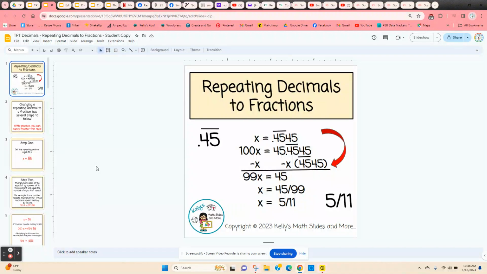Repeating decimals to fractions. This is a digital lesson. It walks students through the steps of changing a repeating decimal to a fraction. It's a little bit tricky, but it breaks it down into 4 steps for the students.